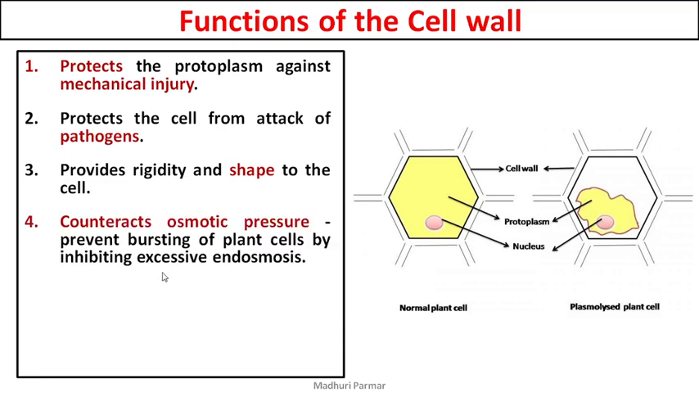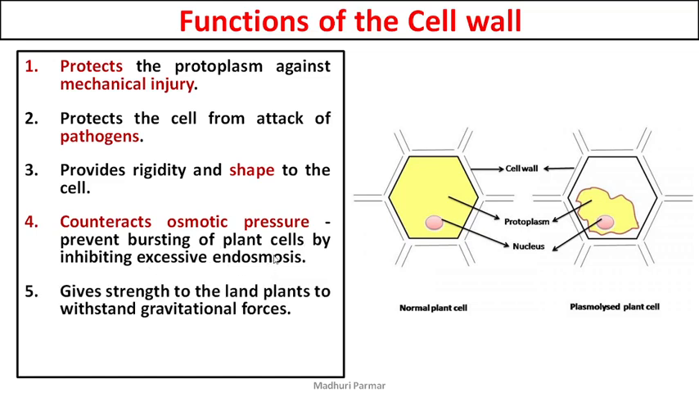It counteracts osmotic pressure. If you put a cell with a cell wall in pure water, which is hypotonic, meaning it has low concentration, then water will start entering the cell. But because it has a cell wall, the cell wall will create a wall pressure and will not allow more and more water to come in. So it prevents plant cells from bursting, or excessive endosmosis.